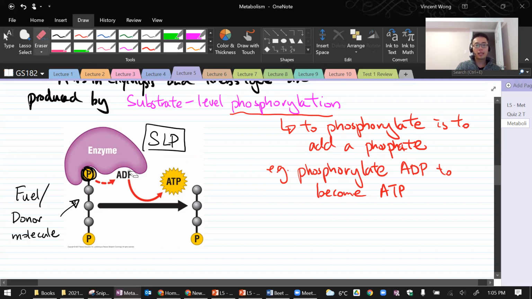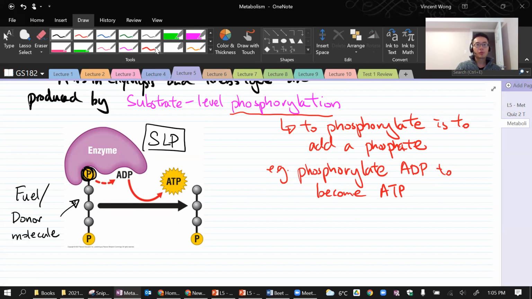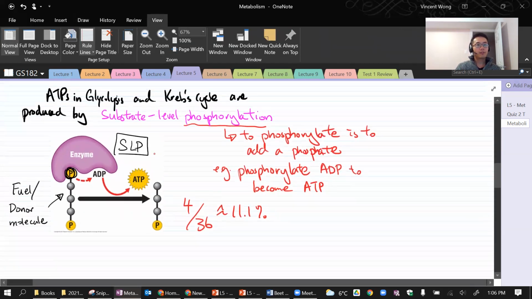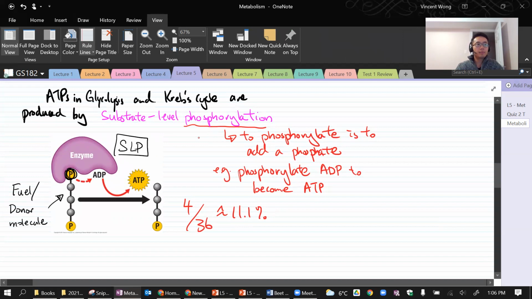You are phosphorylating on the substrate level, like using an enzyme, basically. Okay. So not a lot of ATPs are produced this way. Only 4 out of the 36 ATPs that are produced are made using SLP. So that is approximately 11.1% of all the ATPs. Everybody clear about what SLP means?